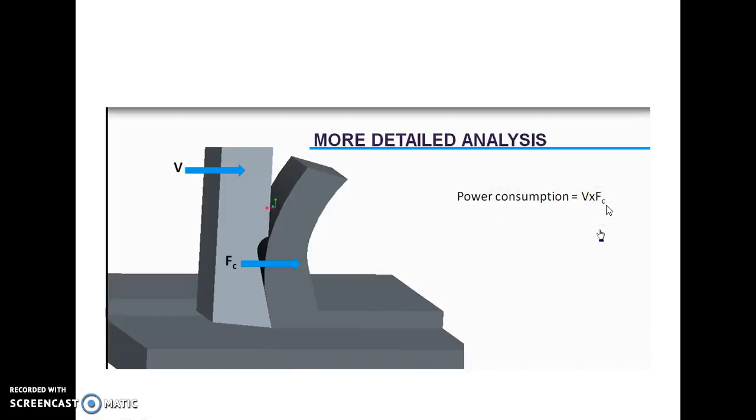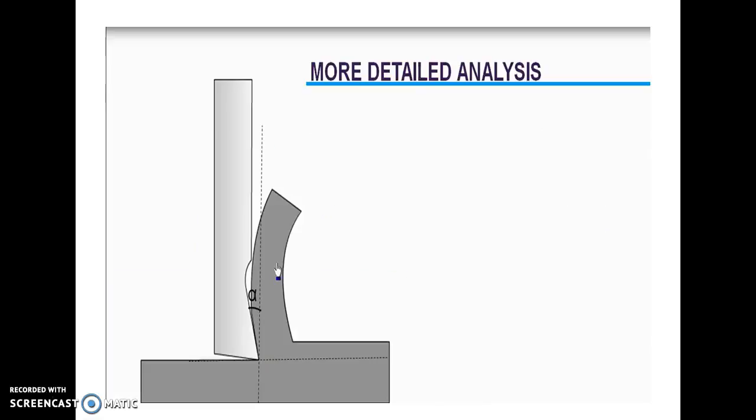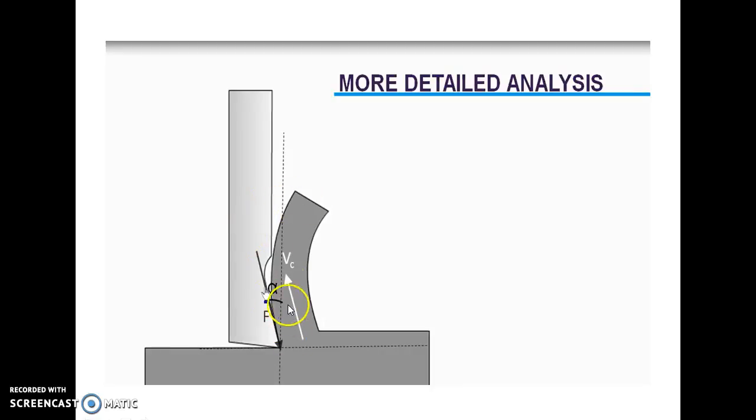But for finding out the different forces, we require a more detailed analysis of these cutting forces. There are different forces acting on the cutting tool and the workpiece here. For that more detailed analysis, we figure out some parameters like this. Alpha is the rake angle. Here the cutting tool cuts the material with the angle alpha, and the chip flows in the upward direction with a velocity Vc. This Vc is the velocity of the chip. It moves in the upward direction, and this F is called the frictional force.